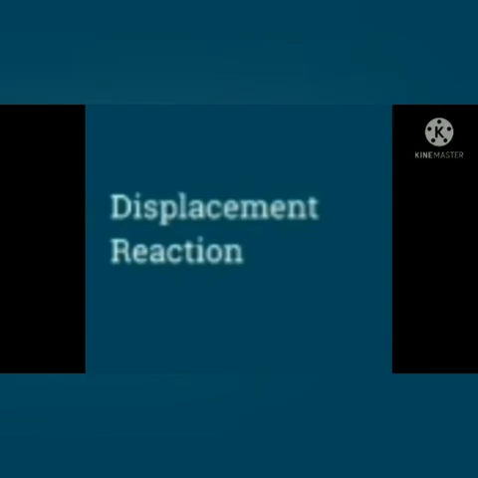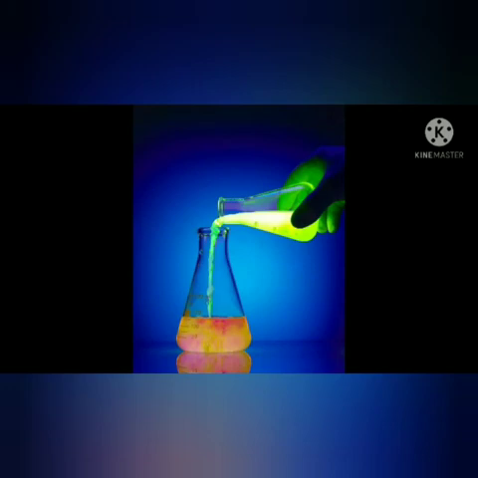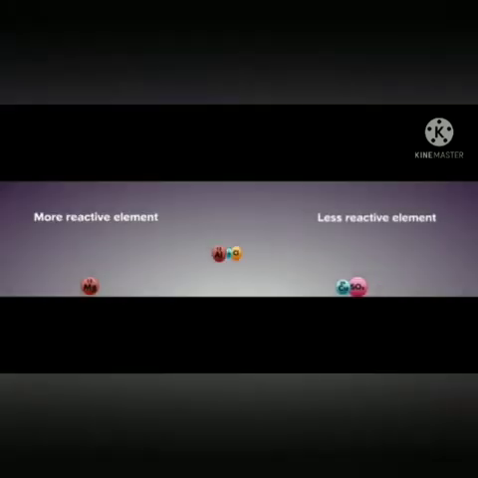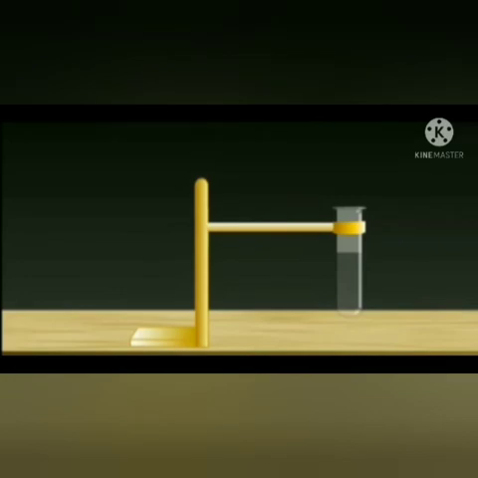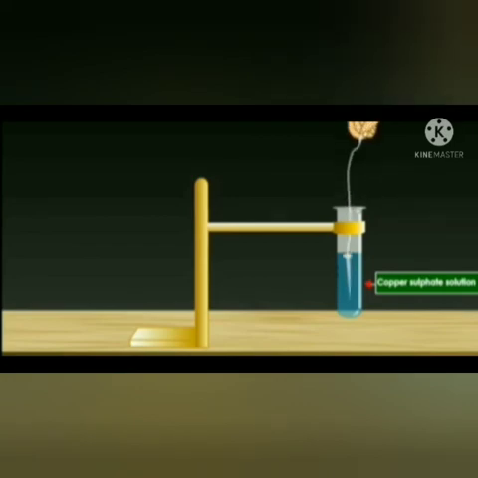Fifth is displacement reaction. Displacement reaction is a chemical reaction in which a more reactive element displaces a less reactive element from its salt solution. Let us perform an activity to understand displacement reaction. Take a test tube and add about 10 ml of dilute copper sulfate solution to it. Take an iron nail. Tie the iron nail with a thread and suspend it carefully in copper sulfate solution.